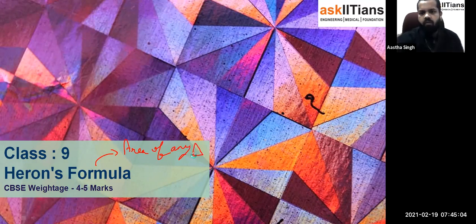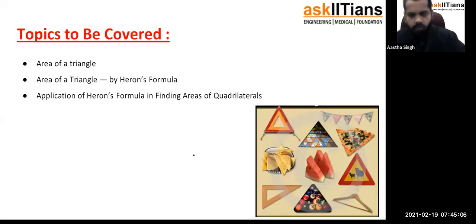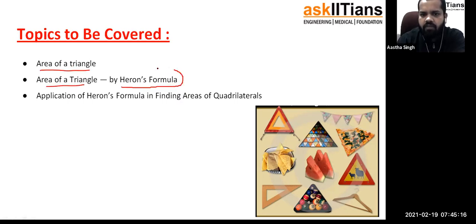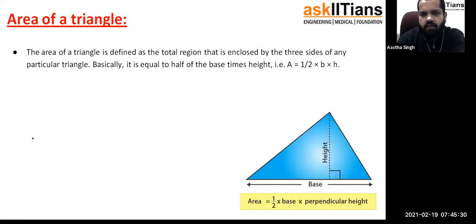We'll move forward. So the topics to be covered: area of triangle by Hero's formula. Hero's formula is a formula which is used to find out the area of a triangle. I will let you know what Hero's formula is. Then the application of Hero's formula in finding the area of quadrilaterals. We'll discuss that later on.